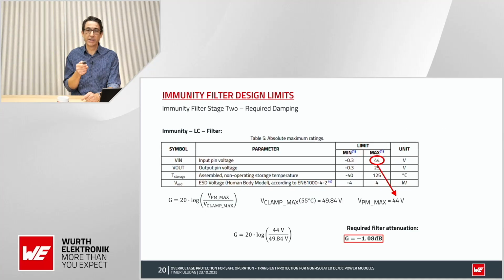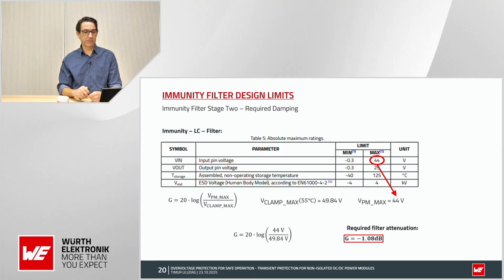Then, if we put in the values that we need, the value for the VPM max can be found in the absolute maximum ratings of the datasheet of the power module. This VPM max is an absolute maximum input voltage, which, if you exceed it, will result in a permanent damage of the power module. That means 44 volts is the absolute max, you cannot go further. If you go further, something bad will happen.